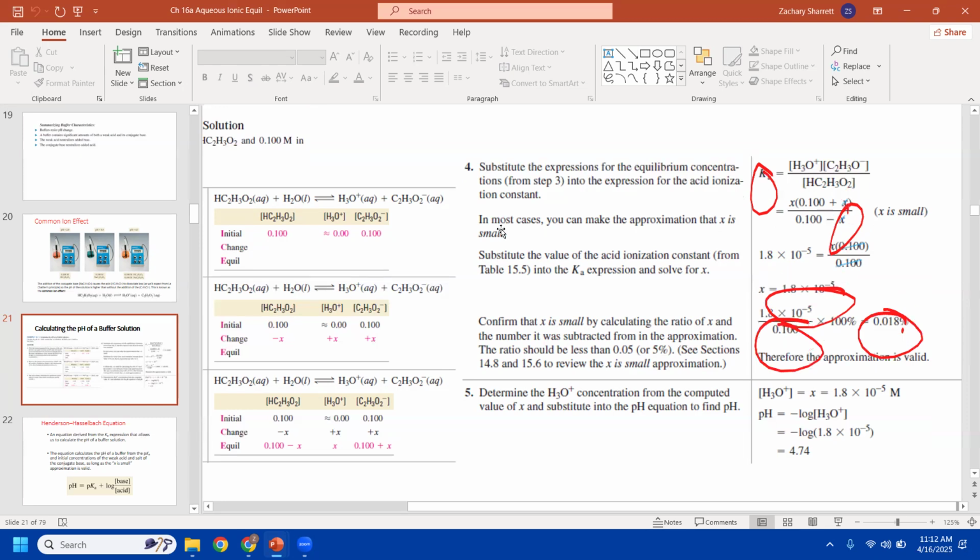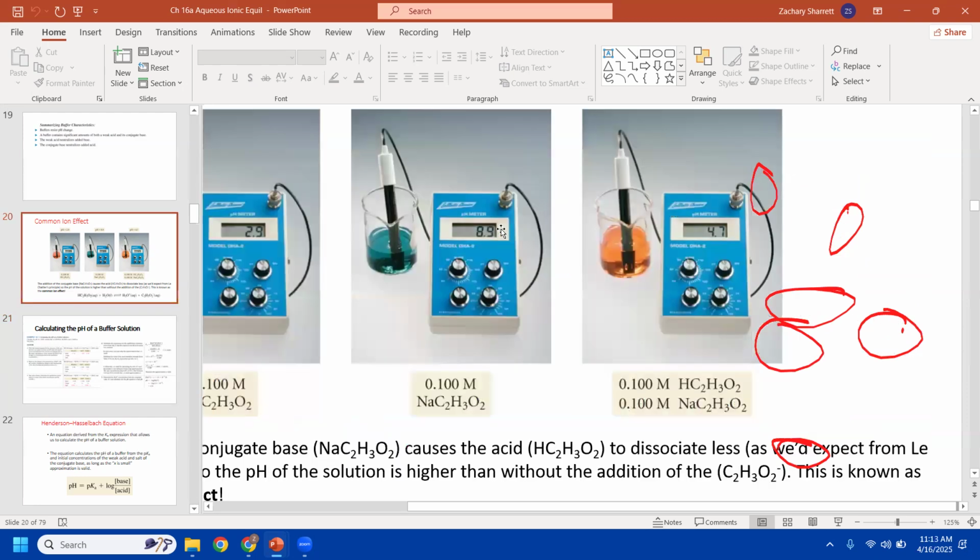We can then solve for the pH of this solution, which is 4.74. That was what we saw on this other slide. When we had a 0.1 molar mixture of each, it gives us a starting pH of 4.7. Any questions on this? Okay.